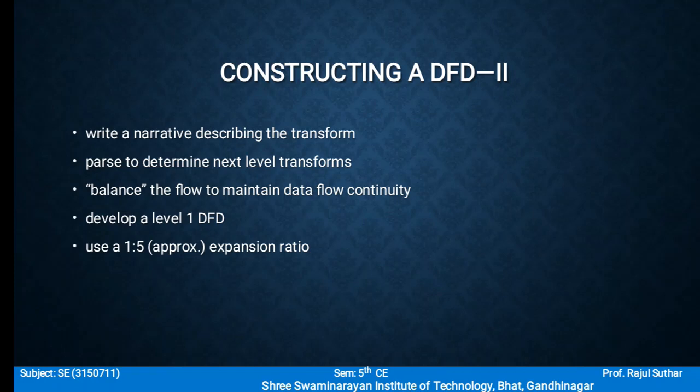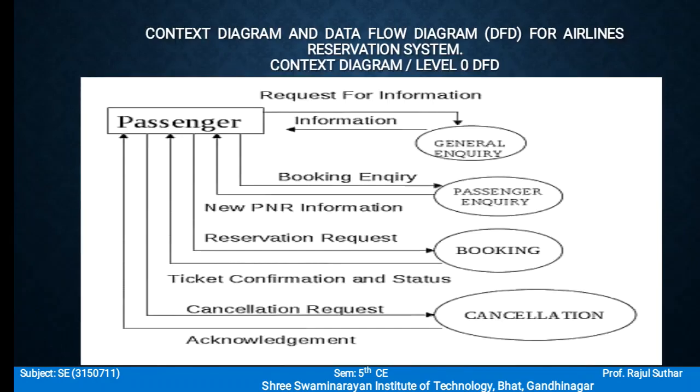Then we move on to DFD 1 and DFD 2. Write a narrative describing the transform, parse it to determine the next level of transformation, and balance the flow to maintain data continuity. Then develop level 1. Use the 1:5 approximate expansion ratio for level 1. So this is the level 0 and level 1 diagram.